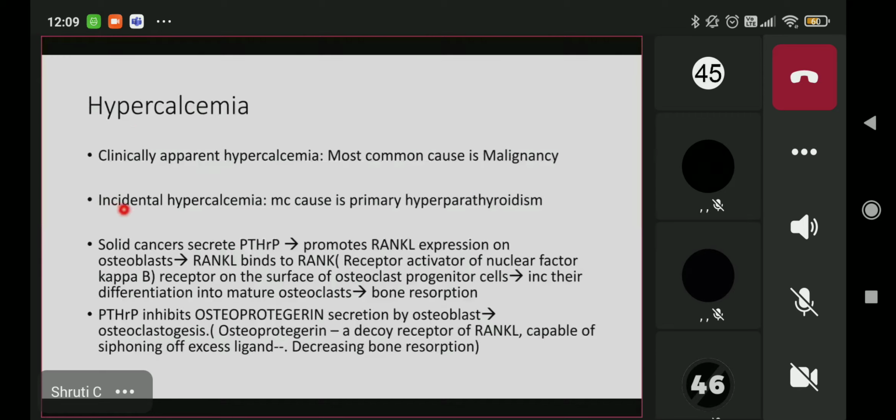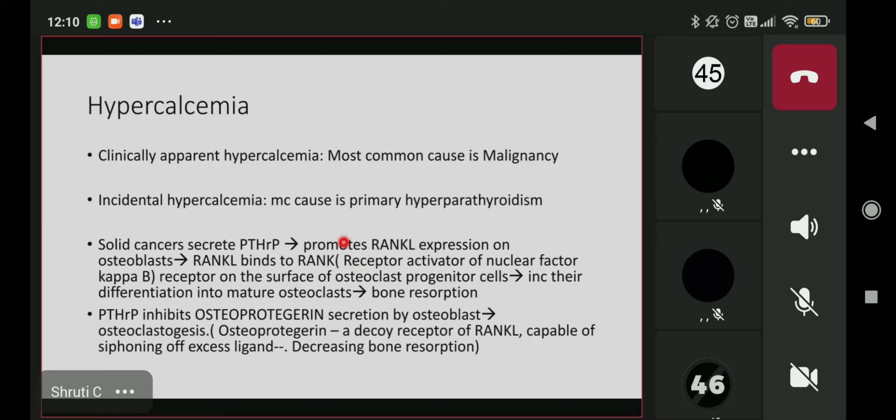And the most common cause of incidental, or you can say silent hypercalcemia, is primary hyperparathyroidism because of increased parathyroid hormone secretion. But the most common cause of clinically apparent hypercalcemia is malignancy, the solid tumors. Now, why is it so?